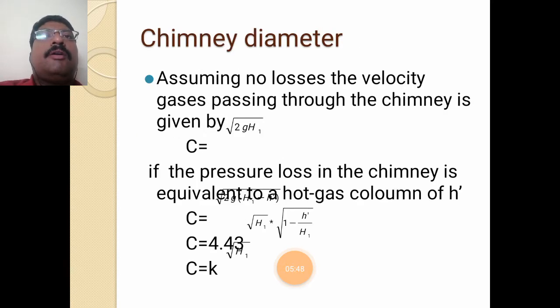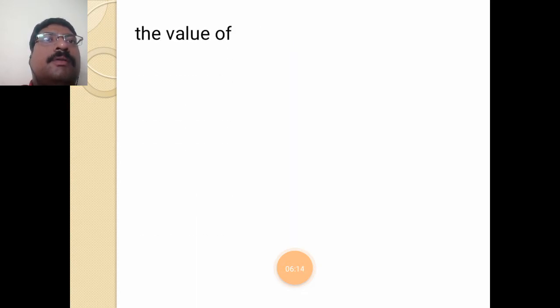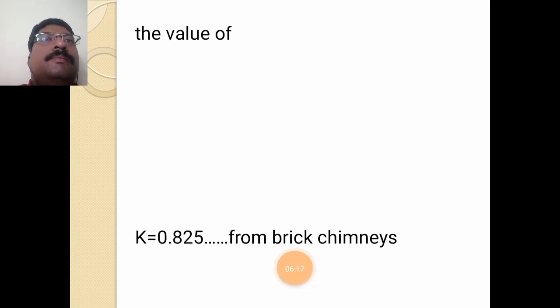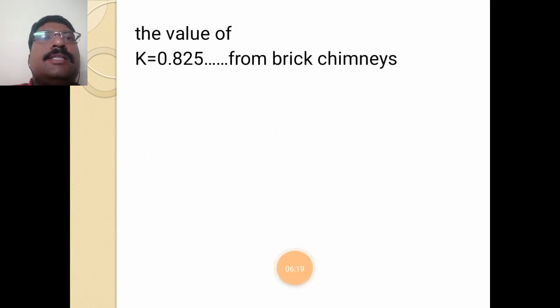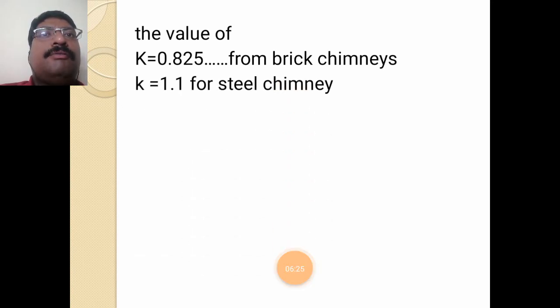Now we are going to determine the diameter of the chimney. Before determining the diameter of the chimney, first we have to calculate the velocity of the chimney. The velocity can be taken as C is equal to square root of 2g H1. If you calculate this, square root of 2g can be taken as 4.43 into square root of H1. The value of K is equal to 0.825 for brick chimneys. The value of K is equal to 1.1 for steel chimneys.